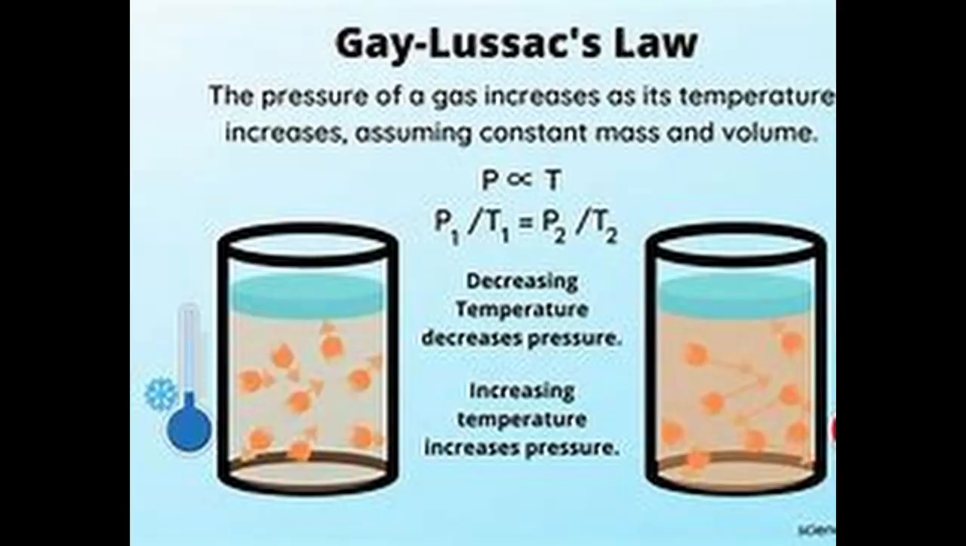Gay-Lussac's law of gaseous volume. This law was given by Gay-Lussac in 1808. He observed that when gases combine or are produced in a chemical reaction, they do so in a simple ratio by volume, provided all gases are at the same temperature and pressure.